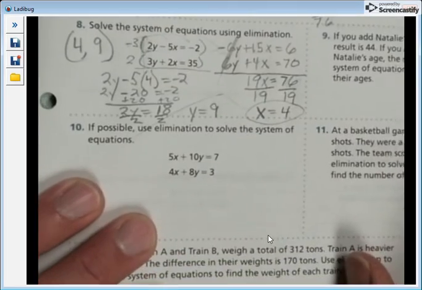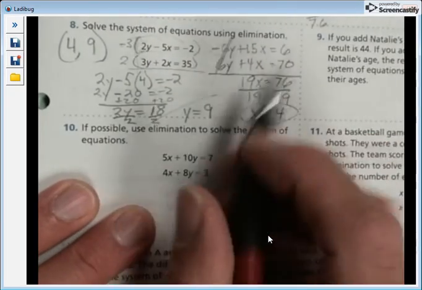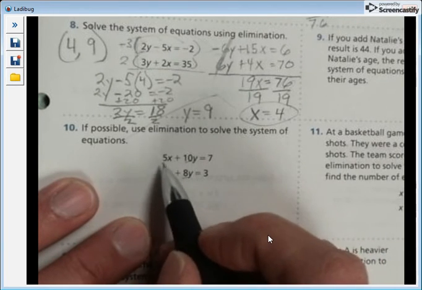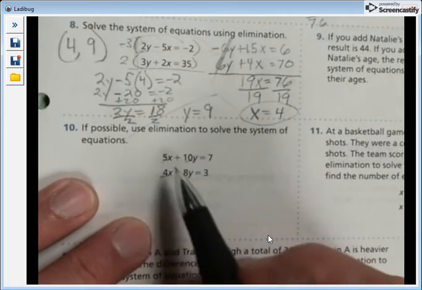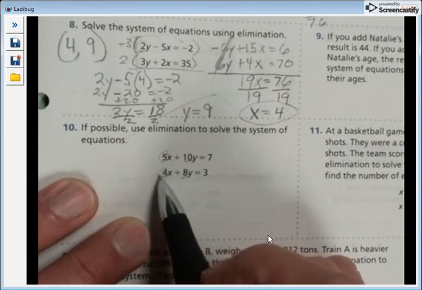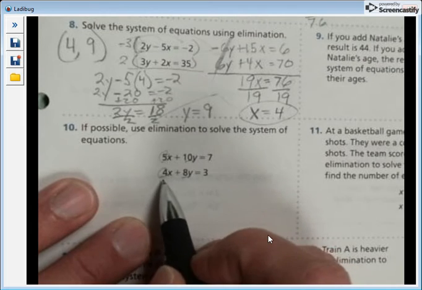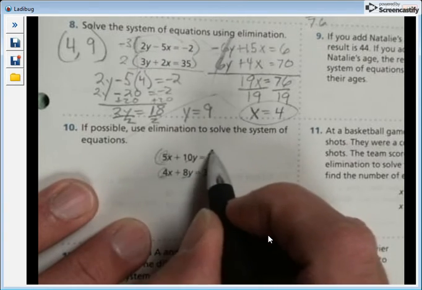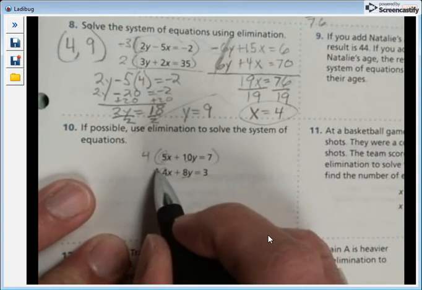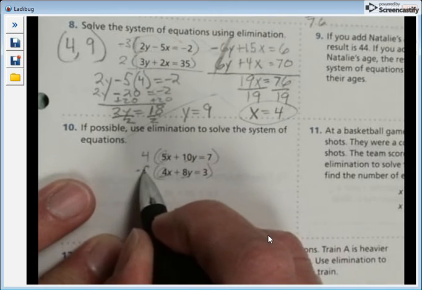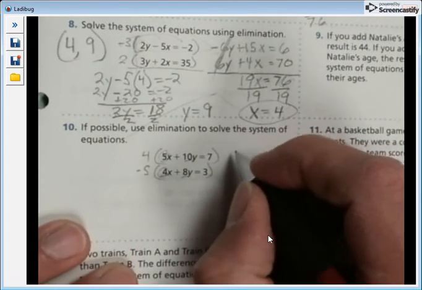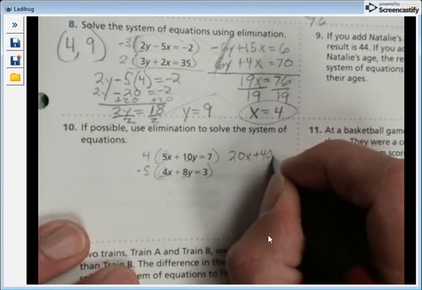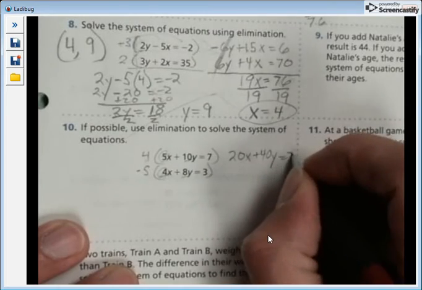Next one. If possible. Well, let's see if it's possible. I'm looking at my numbers 5 and 4. I've got 10 and 8. And what can I multiply these by to eliminate them so that the numbers are now opposite coefficients, right? So looking at this, I'm going to go with multiply by 4, multiply by -5, right? Because I want opposites. So this is going to be 20x plus 40y. 4 times 7 equals 28.